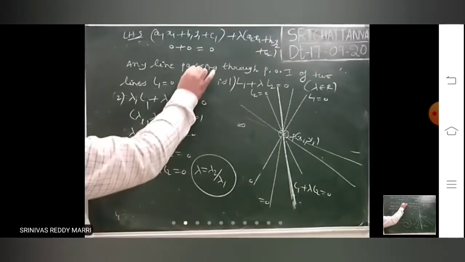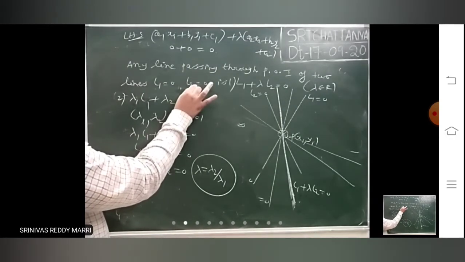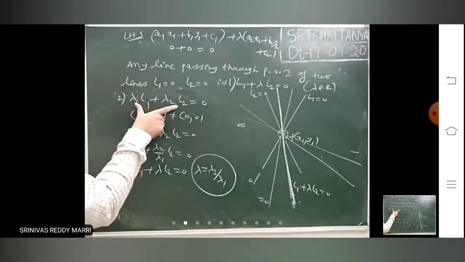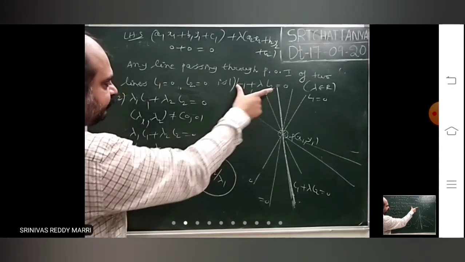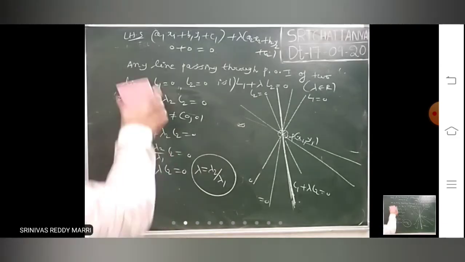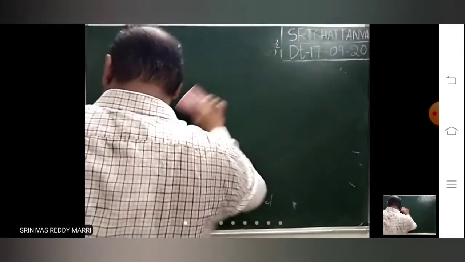So any line passing through the intersection point of L1 equal to 0 and L2 equal to 0 can be taken in this form or in this form. Generally we will take this form, where a single variable will be there. Even this form is also correct. So look at next.